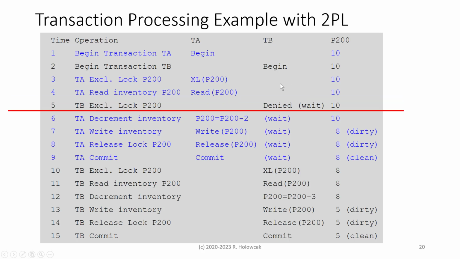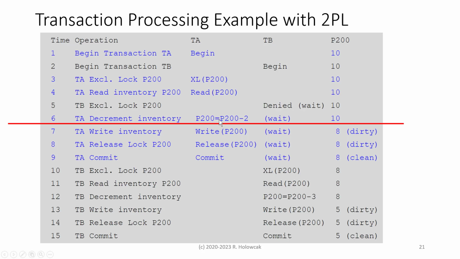Meanwhile, transaction B applies for a lock on the same item. Obviously, B will write to the same inventory item and it needs an exclusive lock. That lock request is denied. Why? Because A already has P200 locked. Therefore, transaction B enters a wait state. It is set up in a queue and it will be next in line once the lock on P200 is released. Meanwhile, transaction A continues.